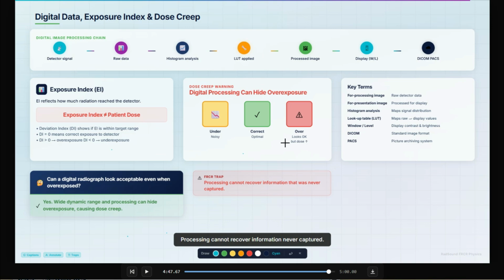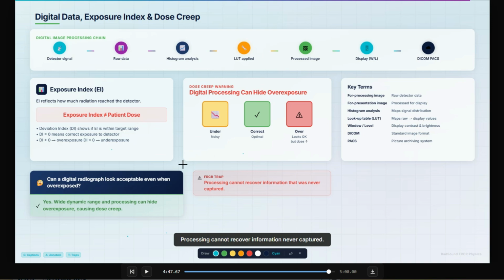So let us take the deviation from the index. If the index equals 0, it means the exposure is perfect; that is the correct exposure to the detector. If the index is positive, it means there is overexposure. And when it becomes negative, that means the detector is underexposed. This can help us minimize overexposure while maintaining the quality of the image.